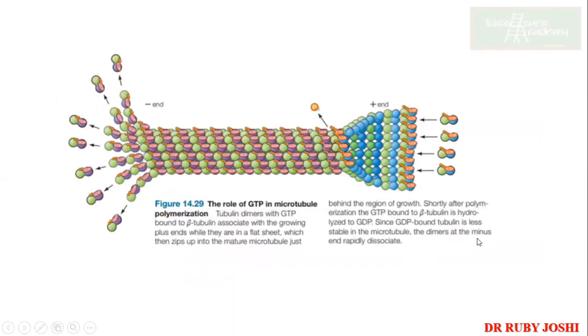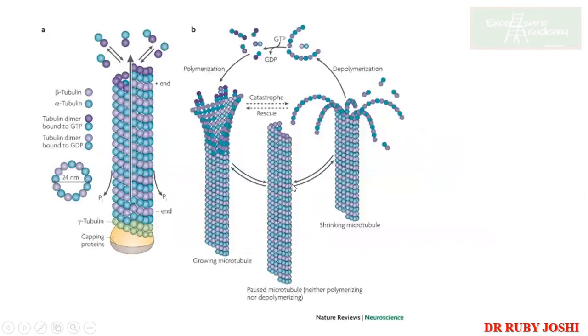So the role of GTP in microtubule polymerization. At the plus end, GTP bound tubulin is taken and they keep on adding, right? And the moment the hydrolysis happens, what happens? The depolymerization will start. Okay, clear? So please remember here, the GTP which is bound to the beta tubulin is getting hydrolyzed.